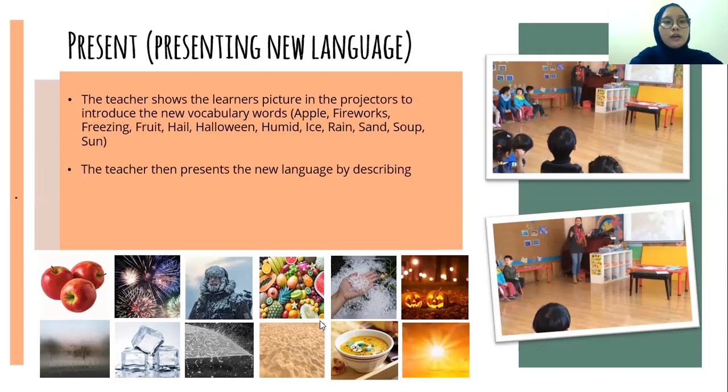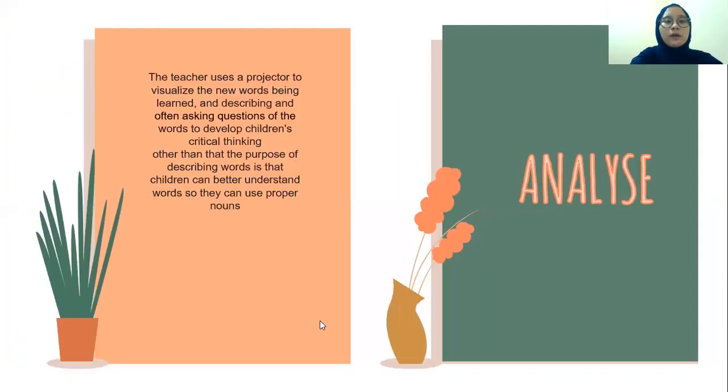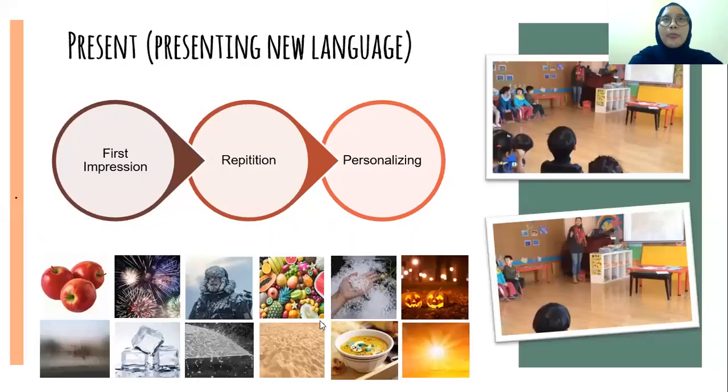So the teacher uses a projector to visualize the new word being learned, and then describes it, often asking questions about the word to develop children's critical thinking. Other than that, the purpose of describing words is that children can better understand the words so they can use the proper nouns. We analyzed that in presenting the new language, the teacher uses 3 steps.